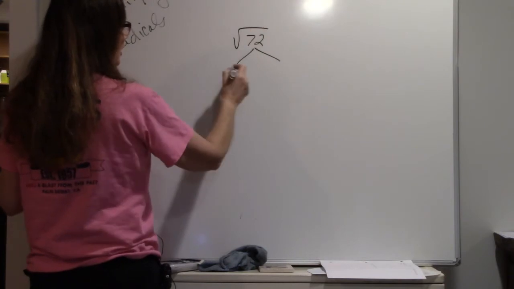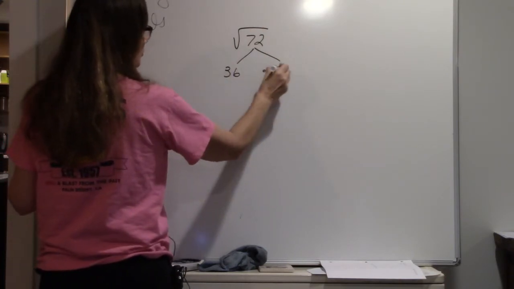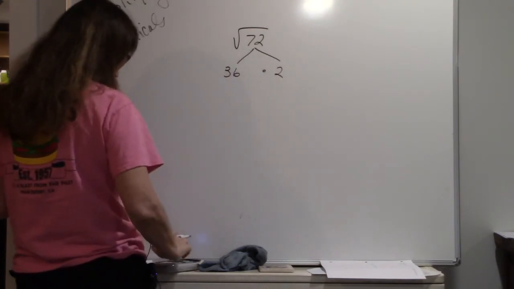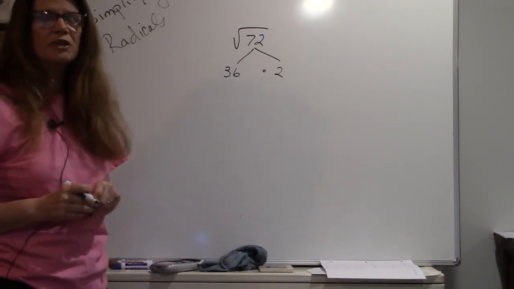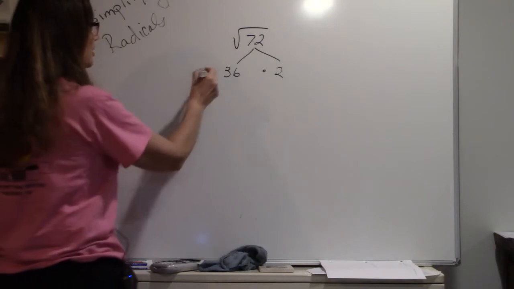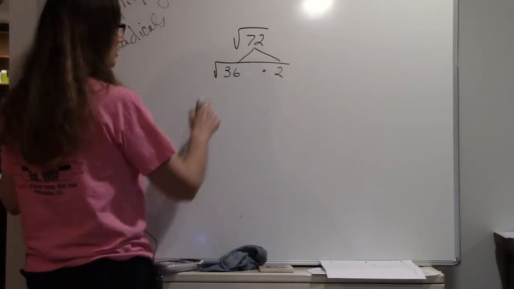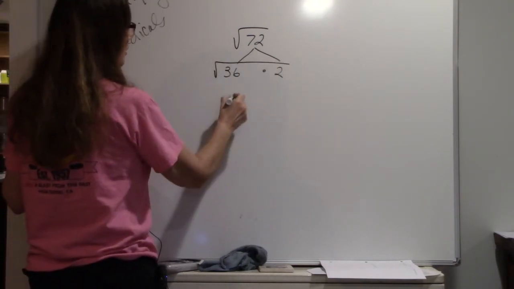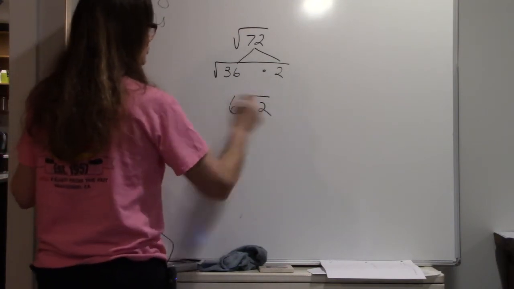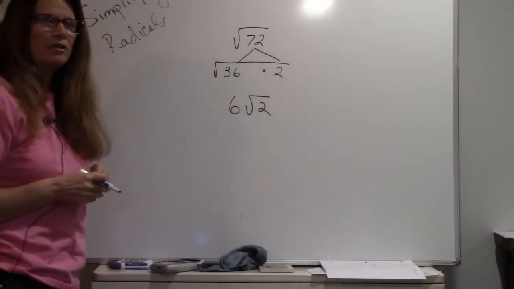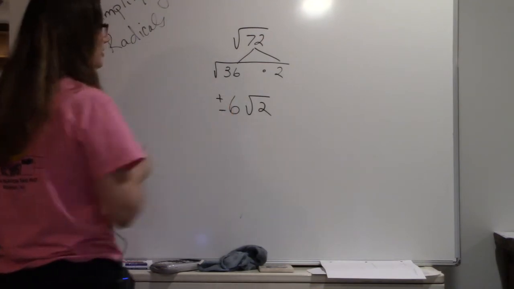This one, I can use 36 times 2. Let me double check. Yep, 36 times 2 is 72, so I'm good there. So now I'm still taking the square root. The square root of 36 is the whole number 6. The 2 is not a perfect square, so that stays underneath the radical. And again, it's positive or negative.